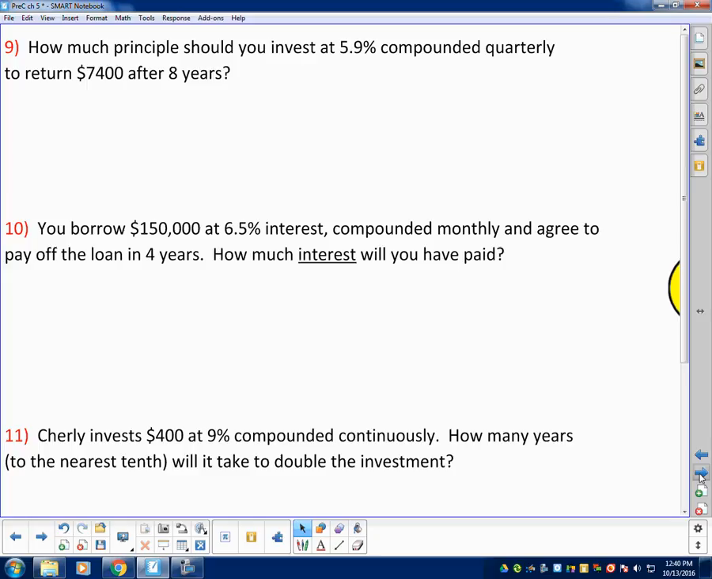All right, number 9. It says, how much principal should you invest at 5.9% compounded quarterly, so 4 times per year, to return $7,400 after some years? So how much principal should you invest? This is not using logarithms so much, because if I plug into the first formula, you have to flip back and forth. Let's write it down. The formula is A equals P times 1 plus R over N.